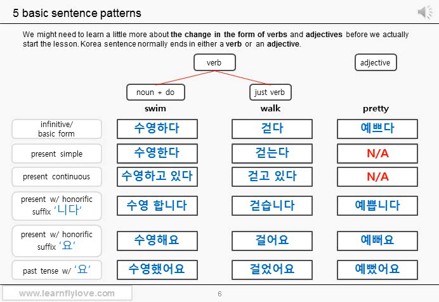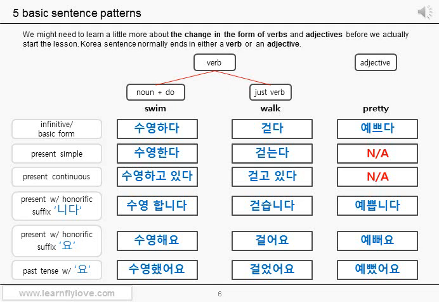First, a noun plus do verb, swim. 수영한다. It becomes 수영한다 from 수영하다, right? Don't worry, just feel the sound. The second one, the present simple form of the verb walk. 걷는다. It becomes 걷는다 from basic form 걷다. Okay? It looks like when 는다 sound is added to the verb, it becomes present simple form, right? Don't worry, just make a peace with it and move on.